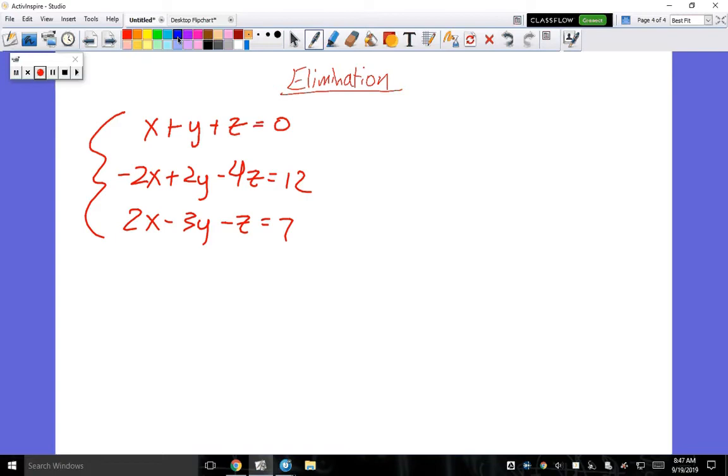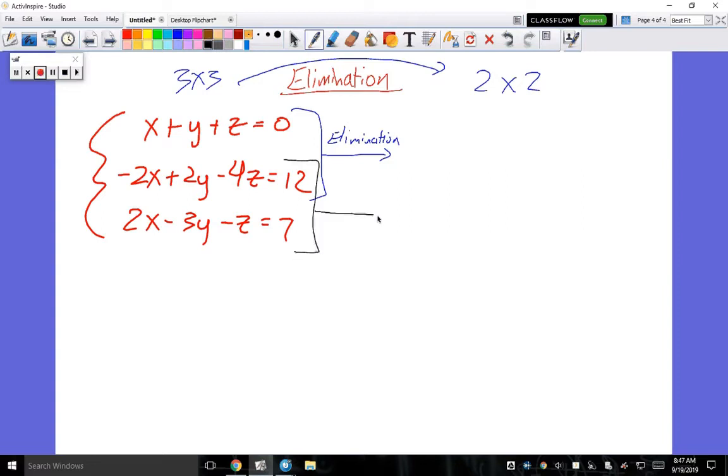All you have to do is this. Pick two of these equations, any two, and your goal is to make it from a 3x3 over to a 2x2. So one of your equations will come from these two, using elimination. Let's say we pick these other two. Your other equation will come from elimination. So ultimately, I'm trying to build a 2x2 system.